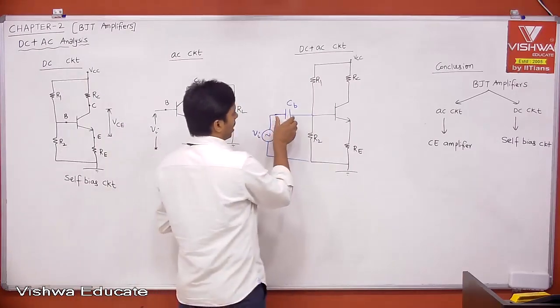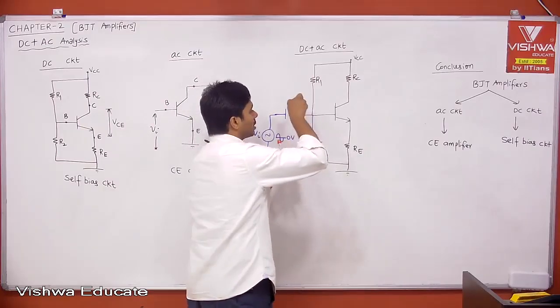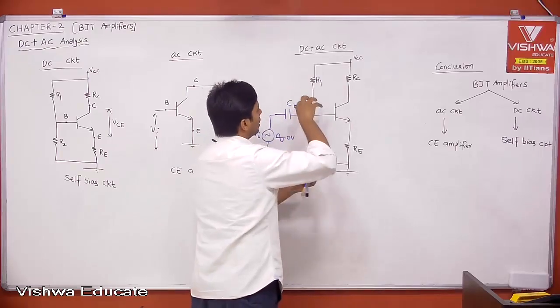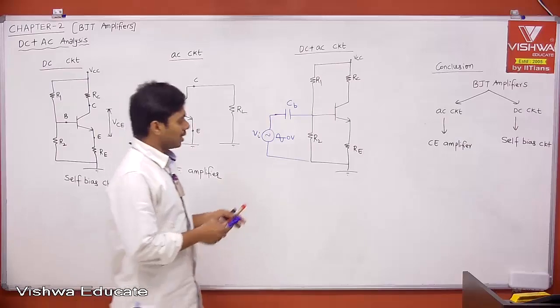Then the capacitor is the one which is going to couple the AC signal on top of the DC voltage at the input, which is V Thevenin that we are getting. On top of that it will be coupling and then applying to your transistor. Okay, that is fine.